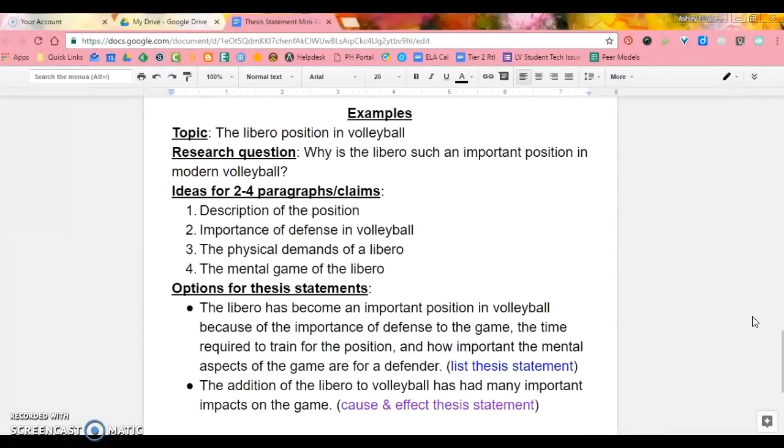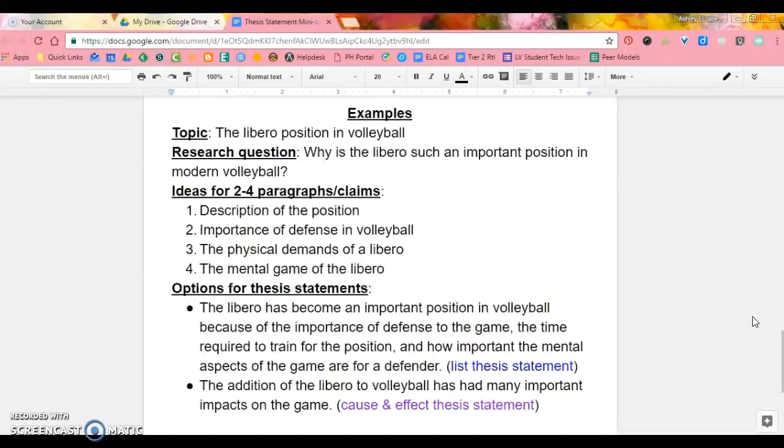One of my topics that I brainstormed was volleyball, and one of the things that I wanted to zero in on was positions. Well, now that I've researched and I've flash drafted, I've decided I really want to focus just on the libero position. And so my topic is the libero position in volleyball. My research question now is, why is the libero such an important position in modern volleyball? That's going to drive all the rest of my research.